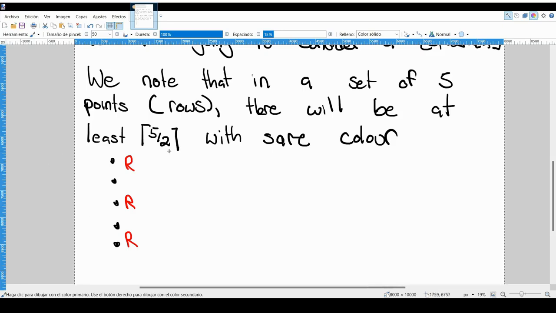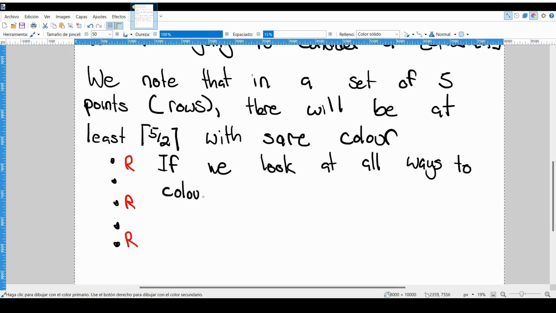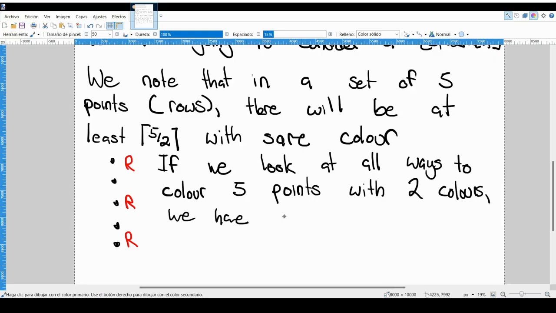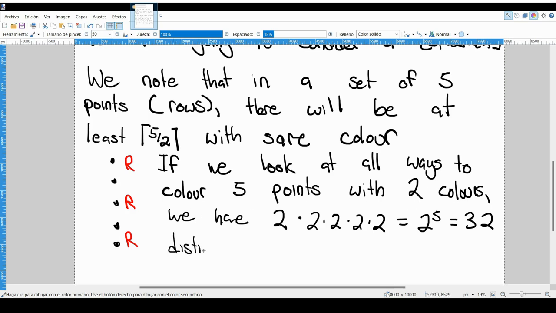One important thing to note is if we look at all ways to color 5 points with 2 colors, the way to calculate this is 2 ways to color this point, 2 ways to color this point, 2 ways to color this point, 2 ways to color this point, 2 ways to color this point. So we have 2 times 2 times 2 times 2 times 2, which equals 2 to the 5, which is 32. So we have 32 distinct ways to 2 color 5 points.